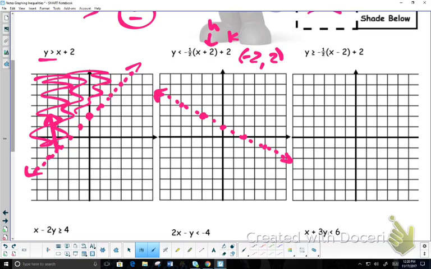Same deal. Looking at this, I have y is less than. Put your pencil on your graph. Common sense, less than. Do you think that's up or down? Down. So where are you going to shade? Below.